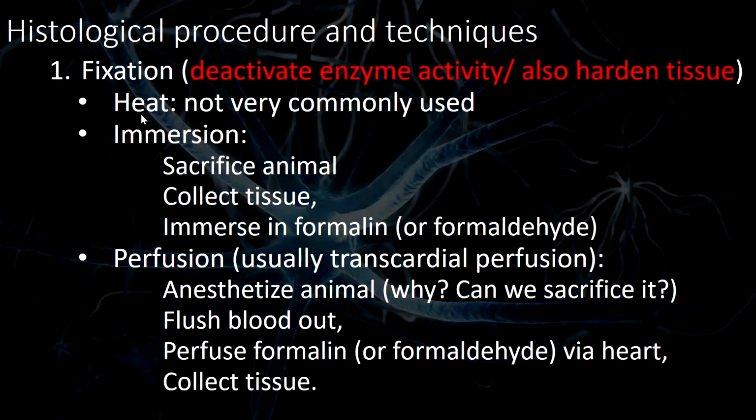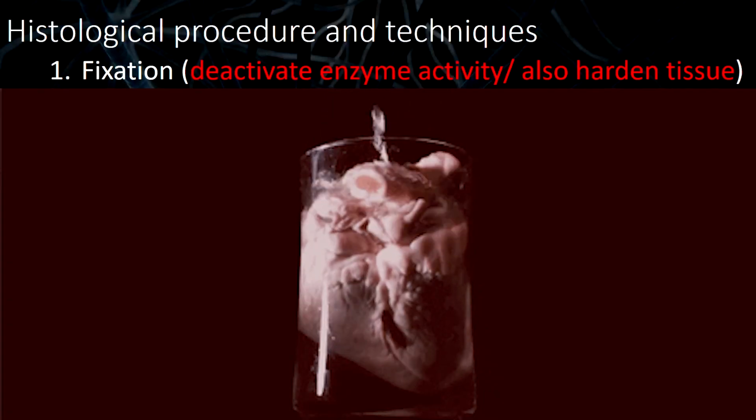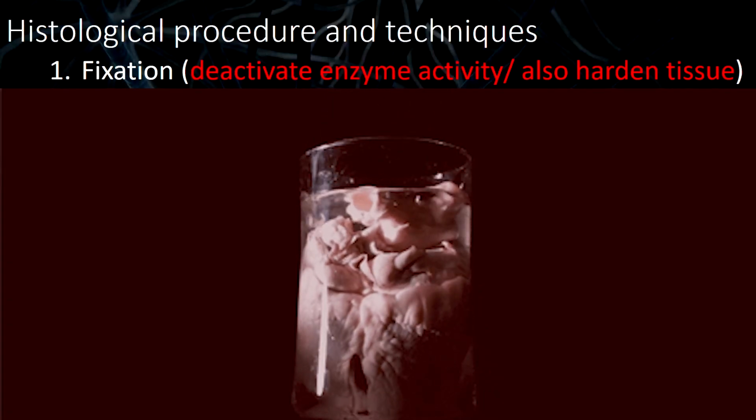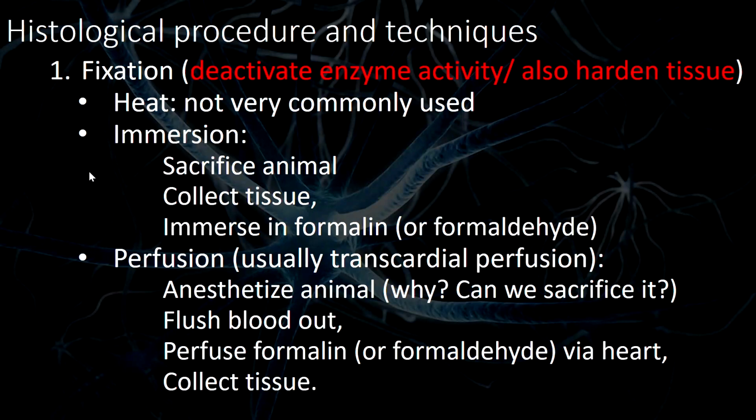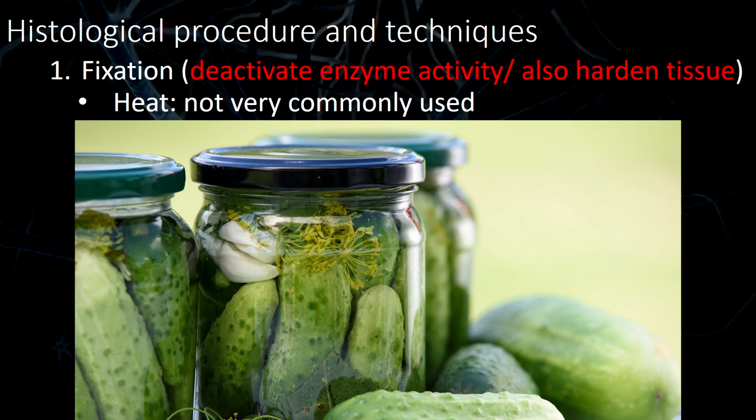So the first one is to use heat. It's very similar to cooking meat in your kitchen, but it's not very commonly used now. And the second one is immersion. Immersion means you collect the tissue from a dead animal and then you dump this tissue into formalin. You just immerse it in a solution, and that solution is formalin. The chemical name for formalin is formaldehyde.